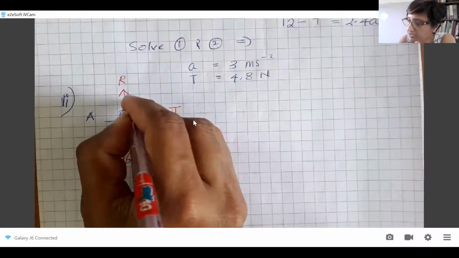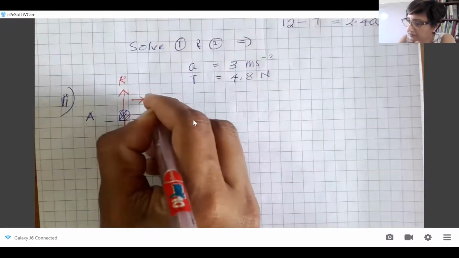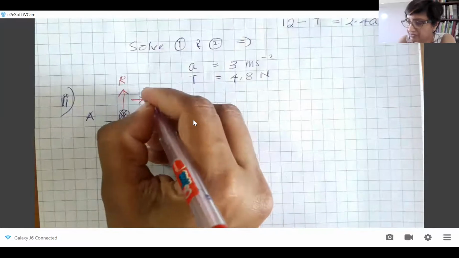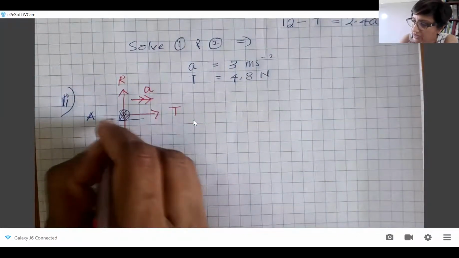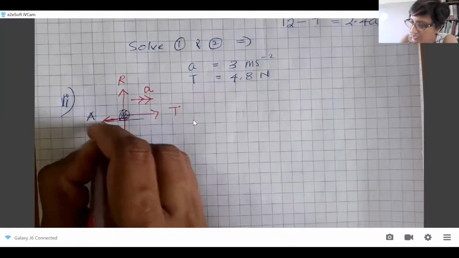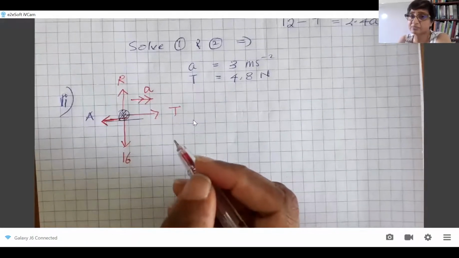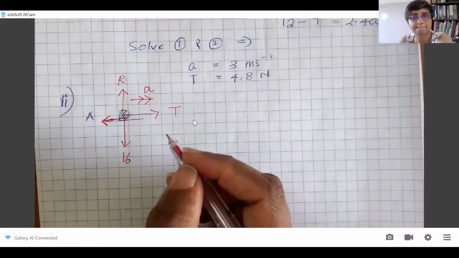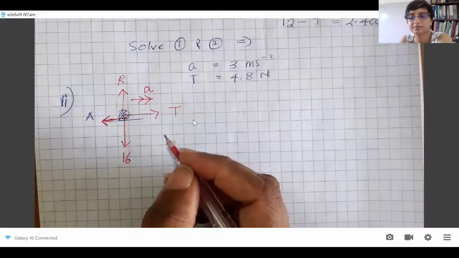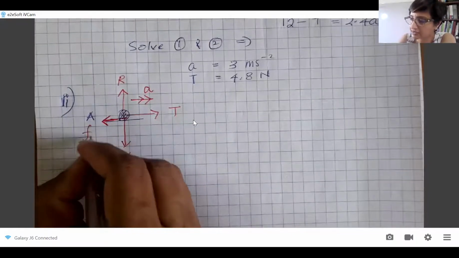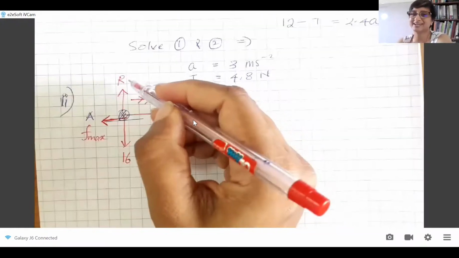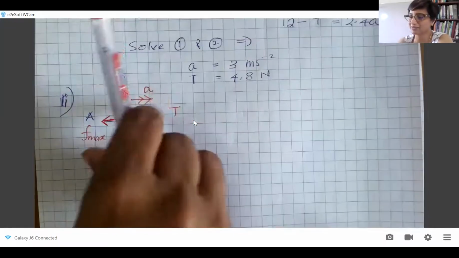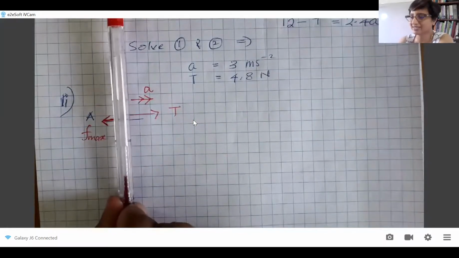And this would start to move that way, just like before. That will be a different acceleration. Now there is friction acting in the other direction. Is it maximum friction or some other friction? Maximum friction, F max. Now you would need that R, right? So you would have to consider equilibrium in the vertical direction.